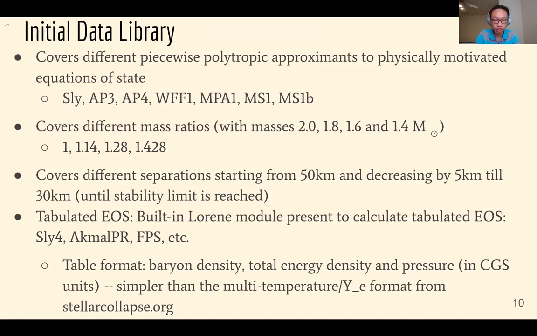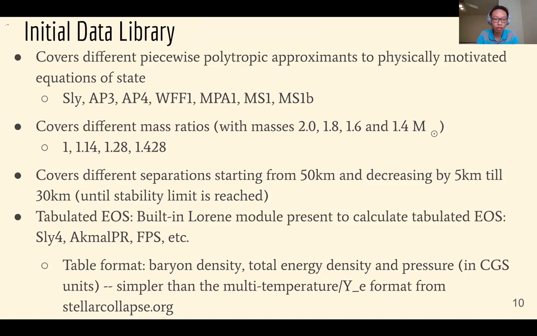For each of these equations of state, we cover different mass ratios of the 2 stars by fixing one star at 1.4 solar mass and varying the other star's mass from 1.4 to 2.0 in 0.2 solar mass increments. And for each of these mass ratios, we cover different separations that start from 50 kilometers apart and decrease by 5 kilometers until we hit 30 kilometers separation distance or until a stability limit is reached.